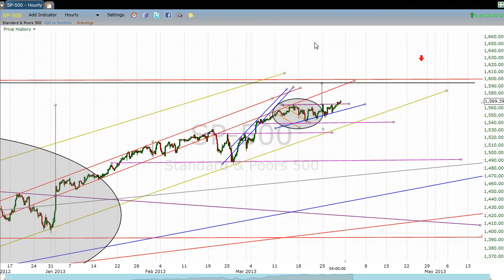Because pretty soon we'll be up around this 1600 line. If this pattern plays out, we'll be right up there near it. And that's going to be real interesting when we get there. It's going to be real interesting to see what happens.